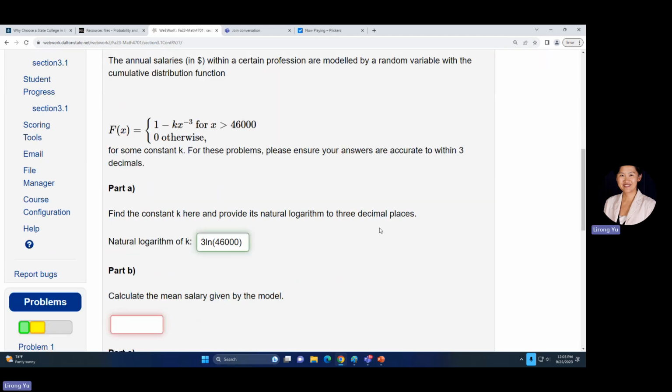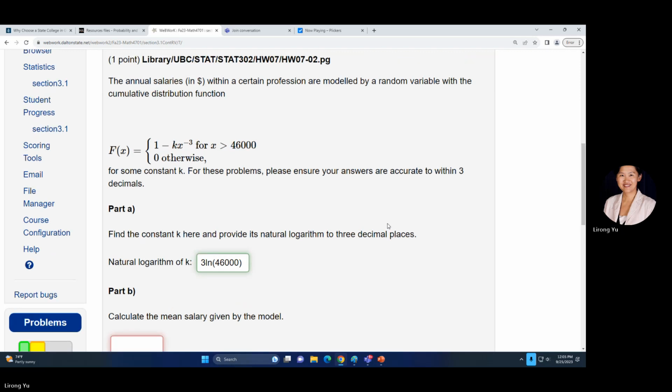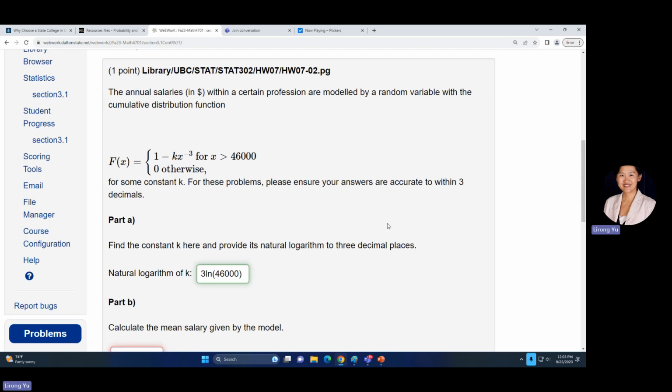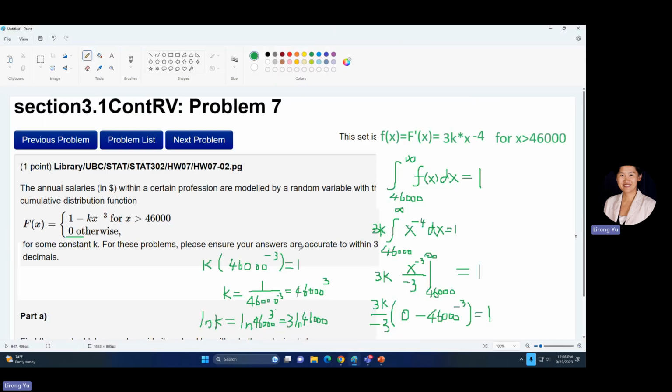Any questions? I don't know if plugging in infinity will work out, but I did a little back and forth between differentiating and integrating back to make an equation. All right, so this is part A.